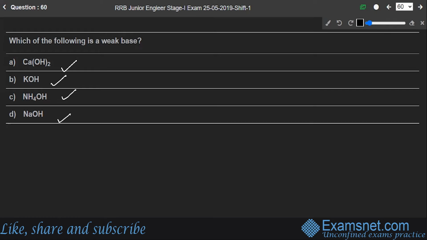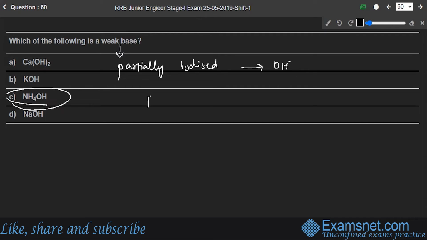Right answer to the question, ammonium hydroxide is a weak base. Option C, base which is partially ionized. What is a weak base? A base which is partially ionized in water to produce a small amount of OH negative ions. This is called a weak base. Ammonium hydroxide is a weak base.